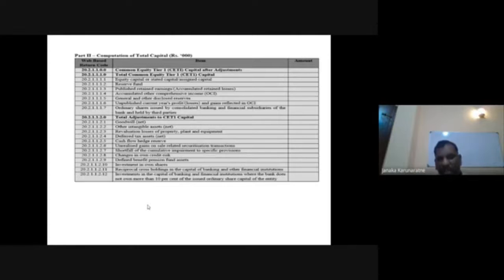But within that, again, there is another new component called common equity Tier 1 and then additional Tier 1. So common equity Tier 1 is to be maintained at around a minimum of 4.5%. Then in addition, what were the things Basel III introduced? A couple of new things, new elements.